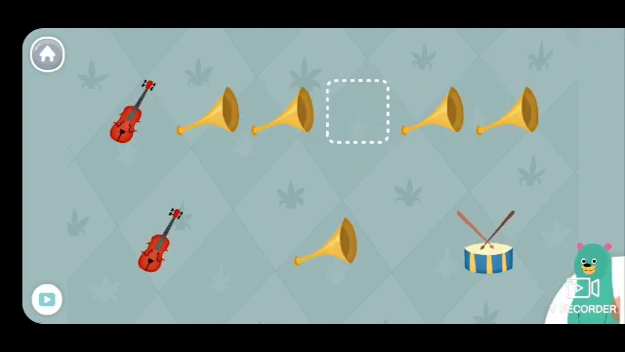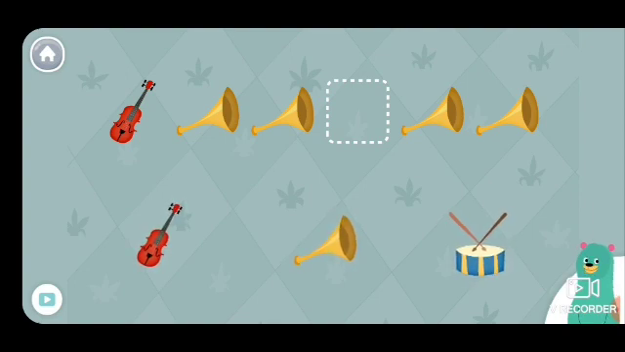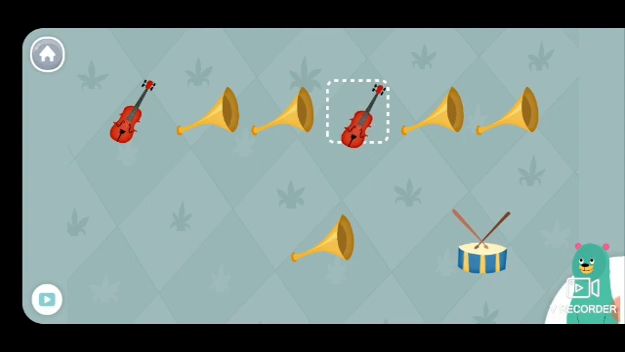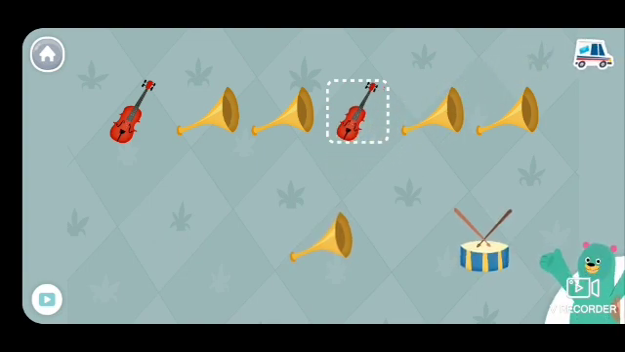Based on the pattern, what goes in the dotted square? The first one is a guitar. Then two drums. So let us start. What will come next? Good work!